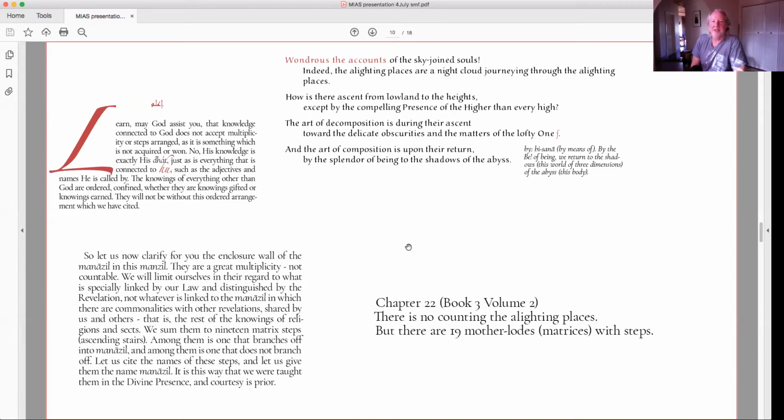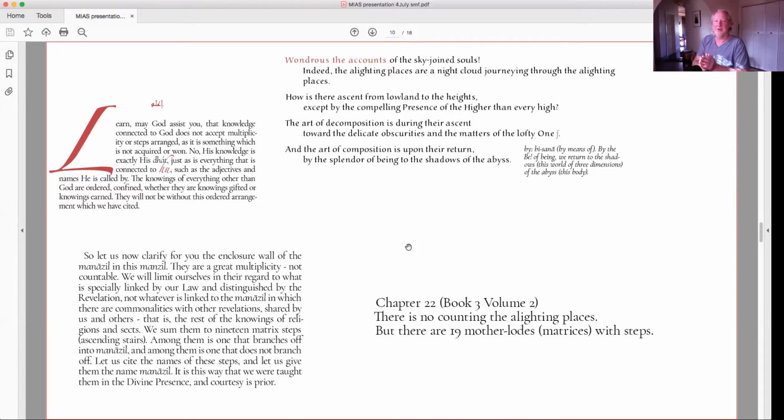The art of decomposition is during their ascent towards the delicate obscurities and the matters of the lofty one. And the art of composition is upon their return by the splendor being to the shadows of the abyss. So one way to look at this verse is to see the shadow play. So we have the curtain, the screen, and to ascend in non-three-dimensionals, so this is another dimension, is to leave the screen. And so to leave the screen, we have to decompose, because there's no place that a composed figure can be projected, which is not on the screen.